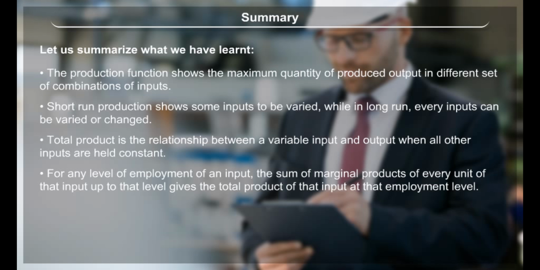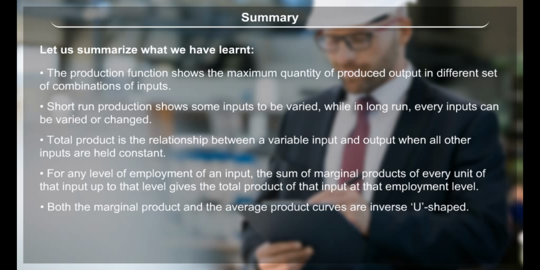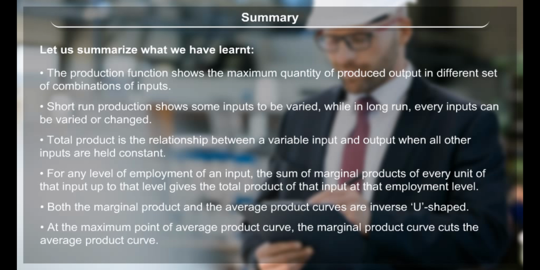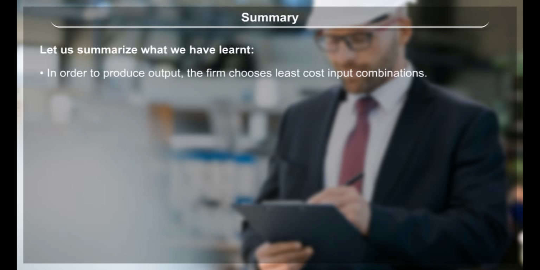For any level of employment of an input, the sum of marginal products of every unit of that input up to that level gives the total product of that input at that employment level. Both the marginal product and the average product curves are inverse U-shaped. At the maximum point of the average product curve, the marginal product curve cuts the average product curve. In order to produce output, the firm chooses least cost input combinations.